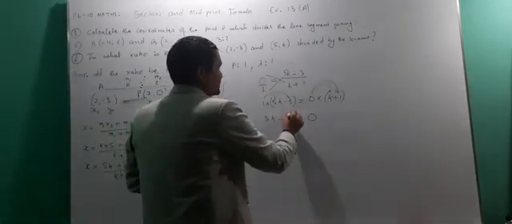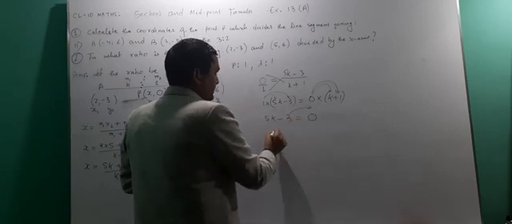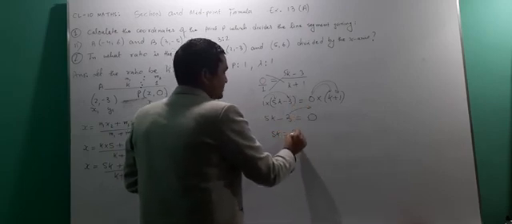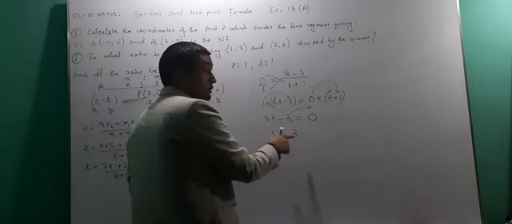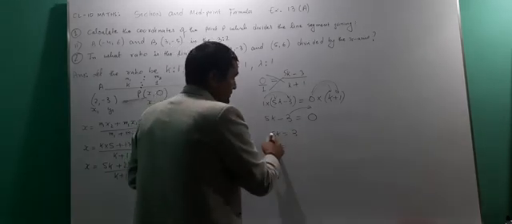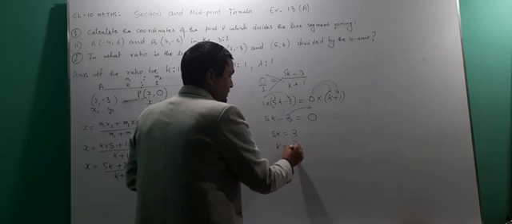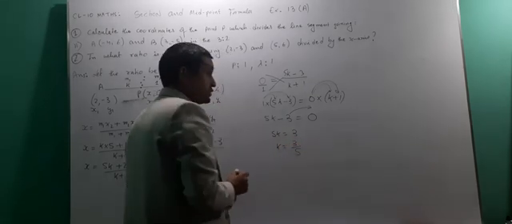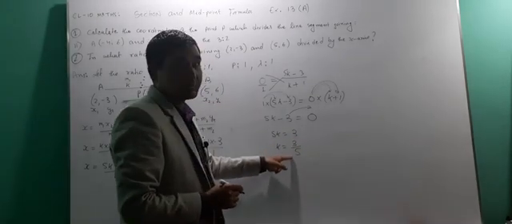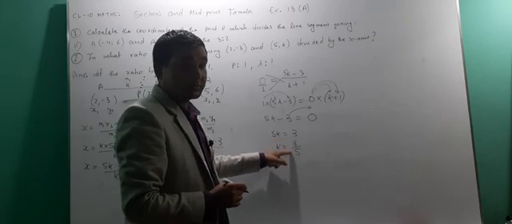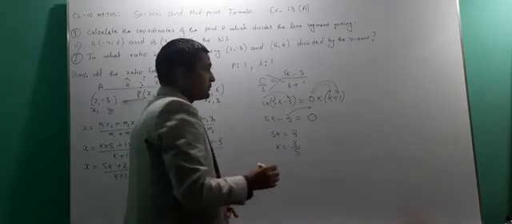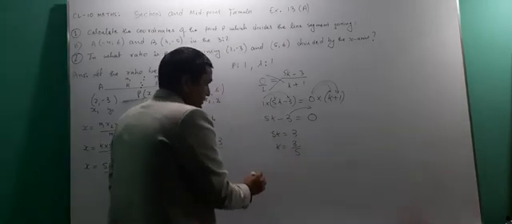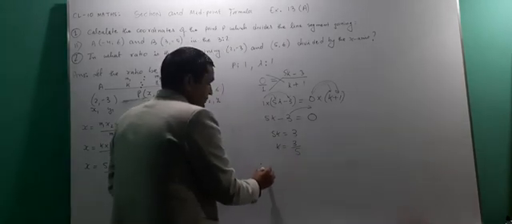Now take this 3 towards the right side, then 5k equals 3, then k equals 3 by 5. The number that multiplies always goes to the denominator because their relation is division. Now we got the ratio. What is the ratio? Whatever fraction you get, that is the ratio. Therefore the ratio is 3:5.